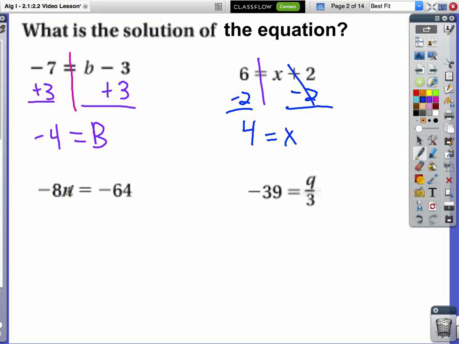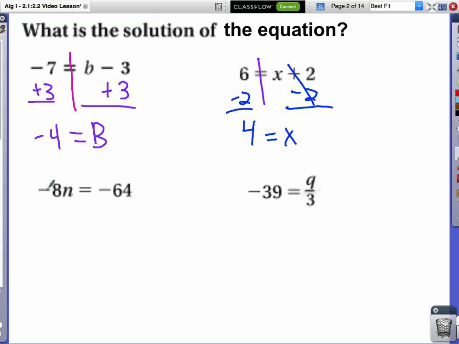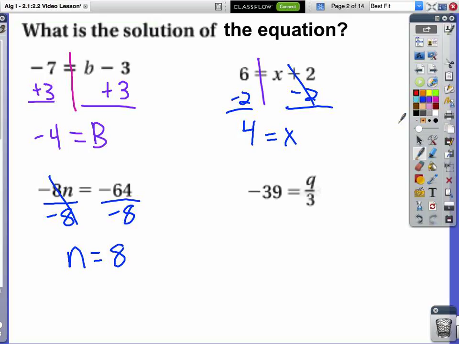Next one, negative 8n. Remember, this says negative 8 times n equals negative 64. So undo times by divide each side by negative 8. N equals, a negative divided by negative is a positive, and it's 8. Again, remember, you have to show all of this work on your paper. Okay, last one.